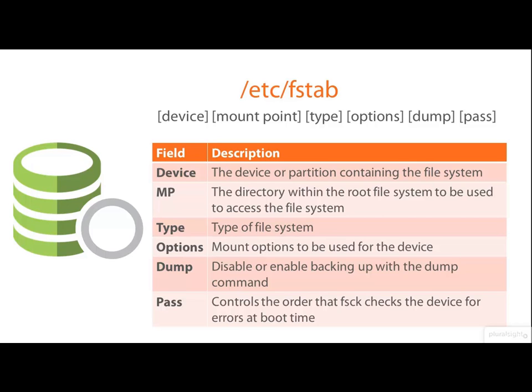Whether or not we want to enable for backing up with the dump command, so very often we just disable this with a 0, so more often than not this field will be set to 0. And then the pass controls the order in which the file system checks a file system for errors during boot time. So usually you're going to have numbers like 1 for the root file system, and then 2 for any file system we want checked after root.